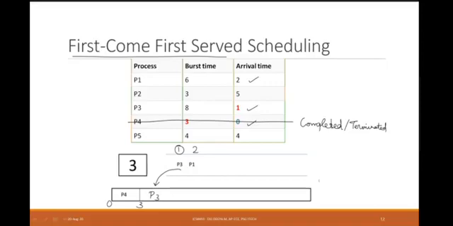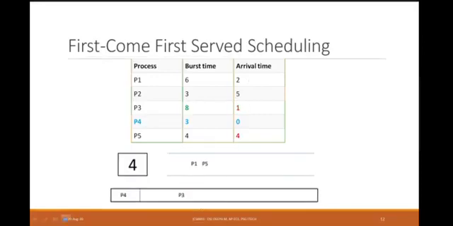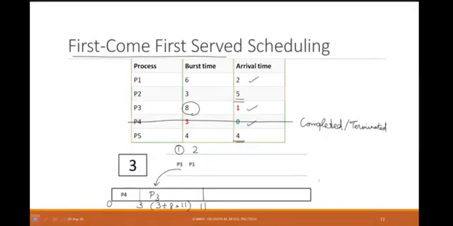So understood till here? So what is the burst of P3? It is 8. So this will go on till 8. So this 3 plus 8 will be equal to 11. So until 11 time units, I will have my P3 being scheduled. And what will happen at 4 and 5? There are arrival times of 4 and 5. So understood till here?